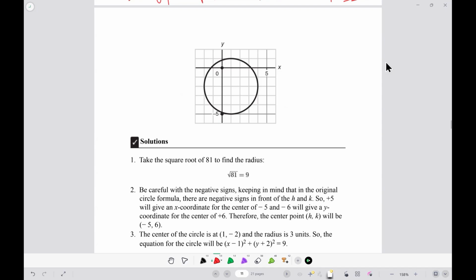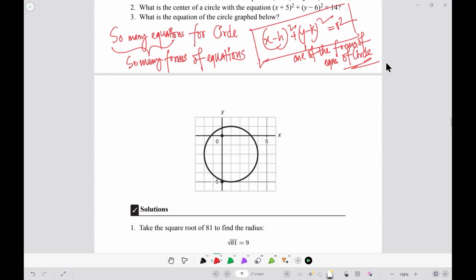It's as simple as that. A form of equation means a form of equation. It's as simple as that.